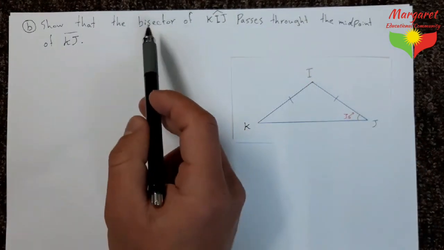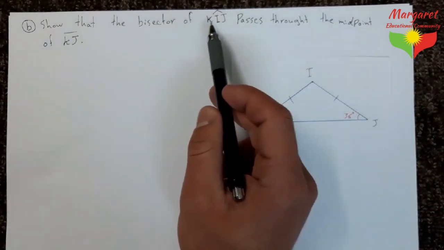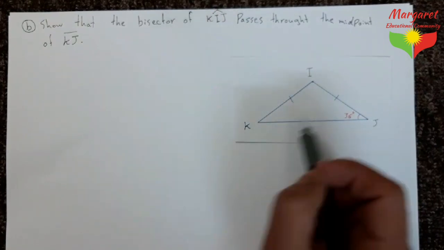We say that the bisector of angle KIJ bisects the angle at the vertex.